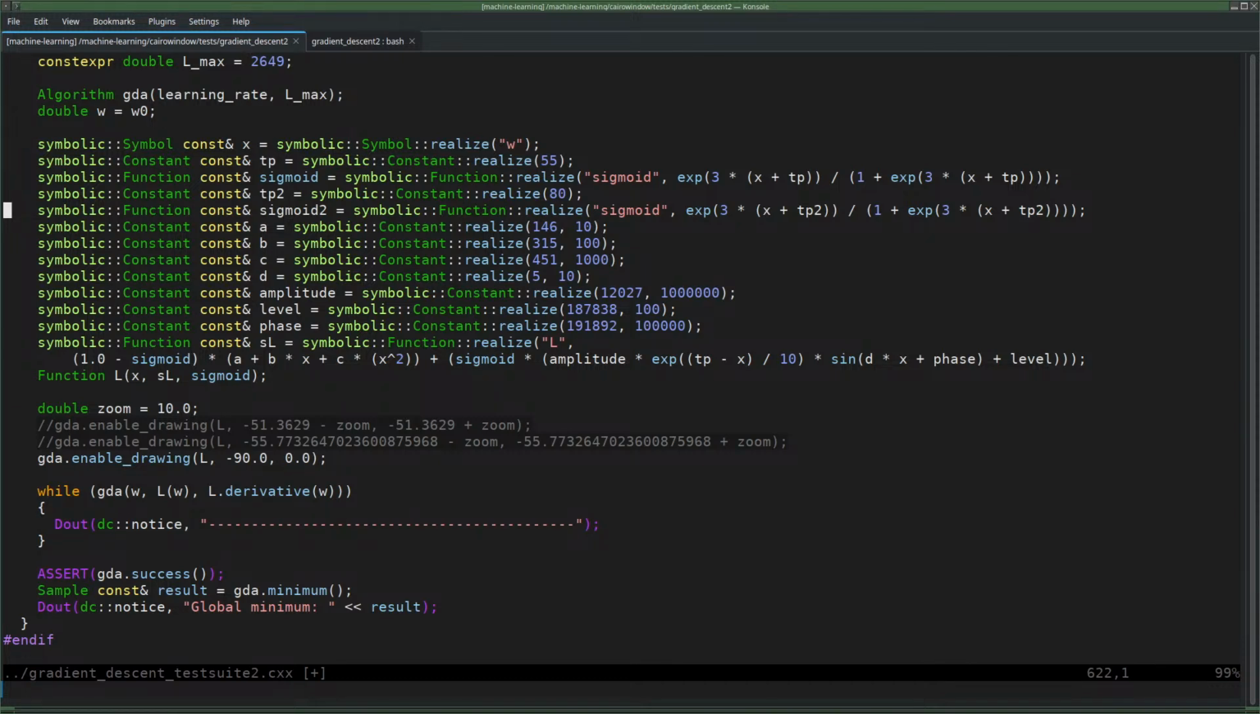And then I want to do the same thing as here. I just have 1 minus sigmoid times the parabola that was on the left side, plus sigmoid times the other function. So now we get something like blah blah blah, whoops, plus sigmoid 2 times, and then everything we have now.